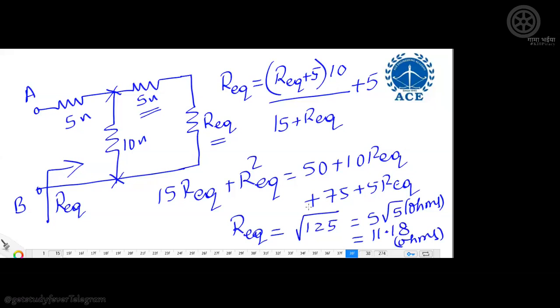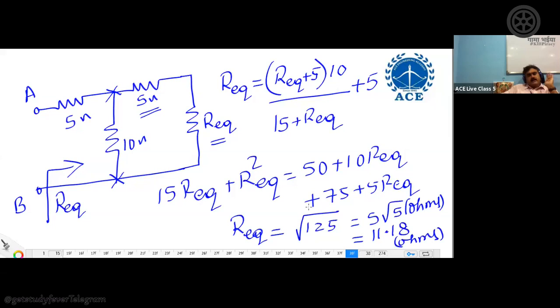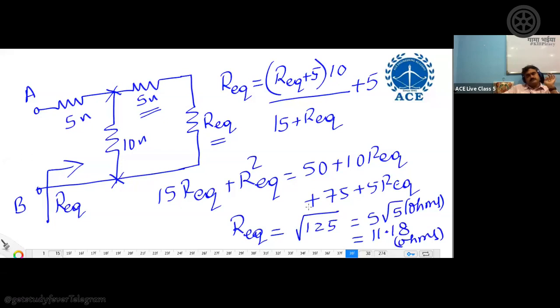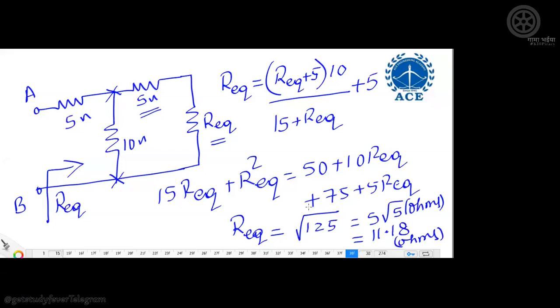Okay, sir. For voltage source it is 0. Ideal voltage source internal resistance is 0. Okay, sir. Practical voltage source internal resistance should be finite. It should be a small value. Okay, sir. Thank you, sir. Perfect.